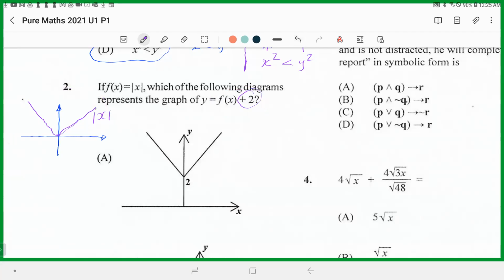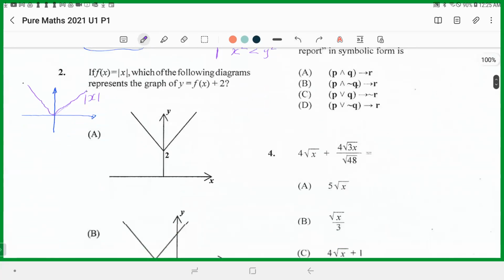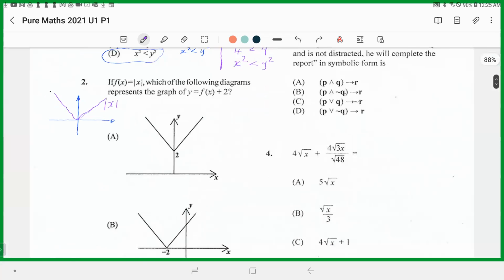What does +2 mean? This +2 means that this graph is shifted 2 units up on the y-axis, because you're adding 2 to all the y values. So if I look at this, the answer is the first one. This graph right here has to be f of x, because it is the modulus of x, +2. So it has to be f of x +2. This first one is the answer. You shift the graph 2 units up on the y-axis.